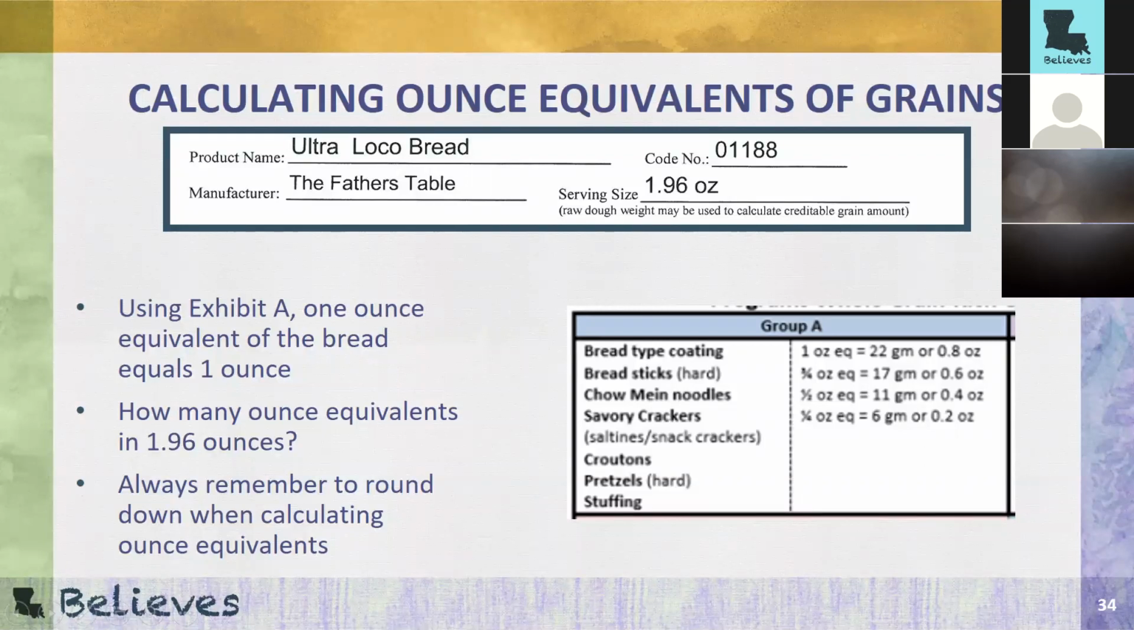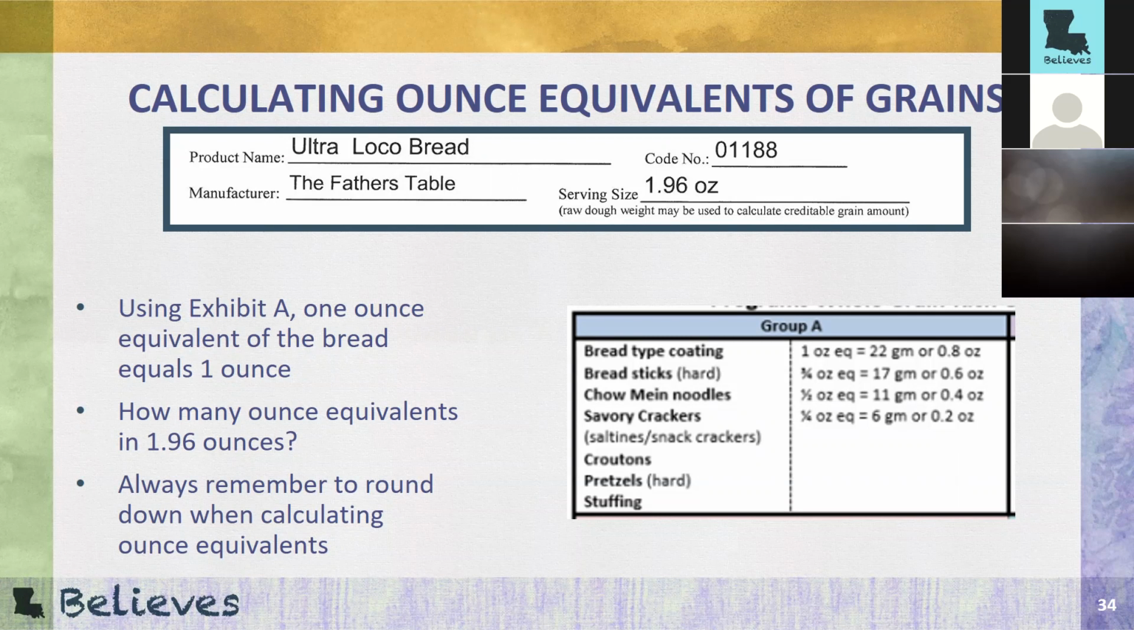This product formulation statement for bread states that one serving is 1.96 ounces. So using Exhibit A, a 1 ounce equivalent of bread is equal to 28 grams or 1 ounce. So how many ounce equivalents are in this 1.96 ounce piece of bread? It's a pretty large piece of bread.